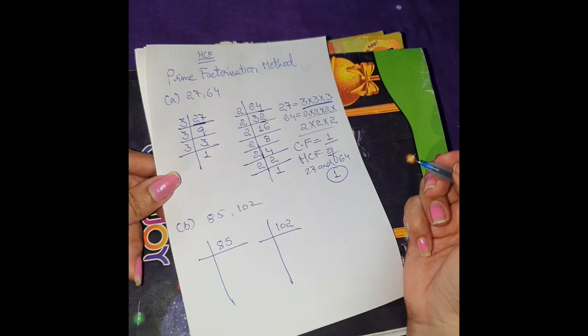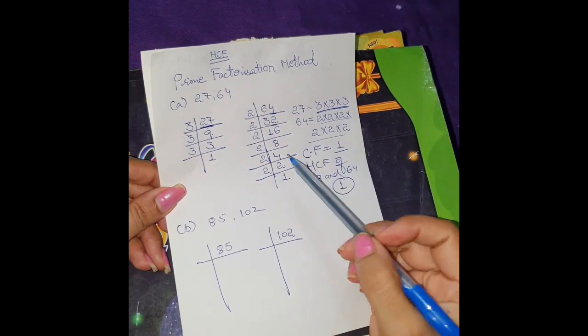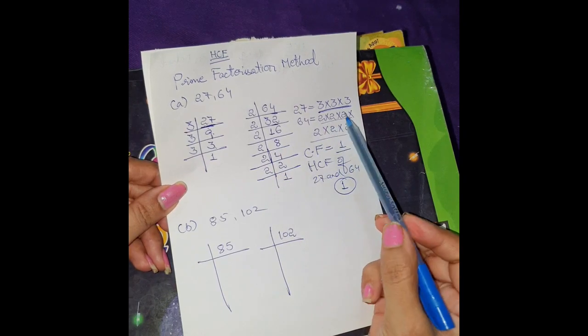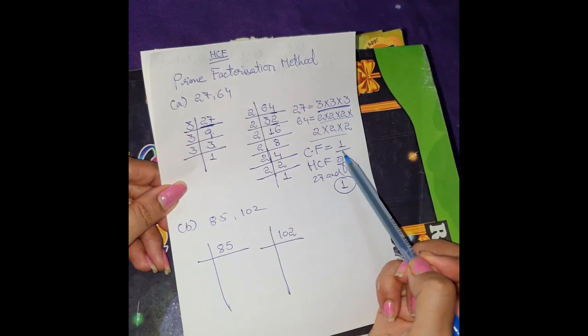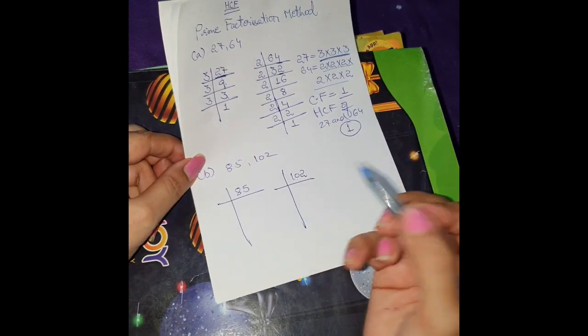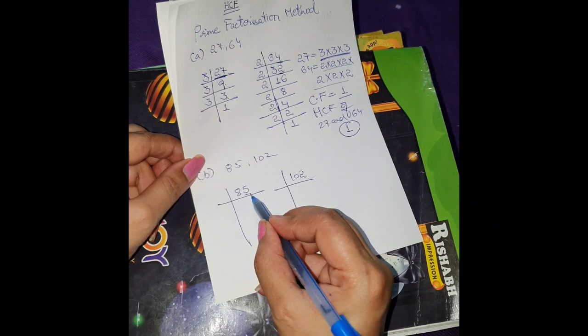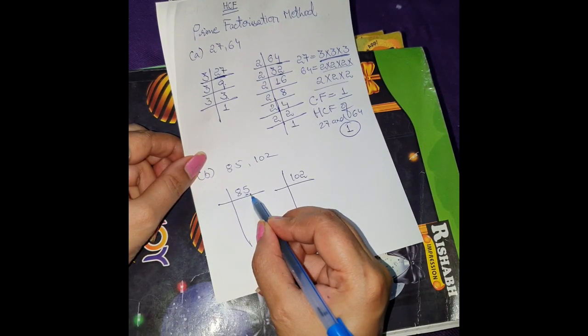I hope you have done it correctly, and if you have any confusion, please clear it here: whenever no number is common, the answer is 1. Similarly, we have to do the B part. Here the number is 85. You can see that the last digit is 5, which does not come in the table of 2.